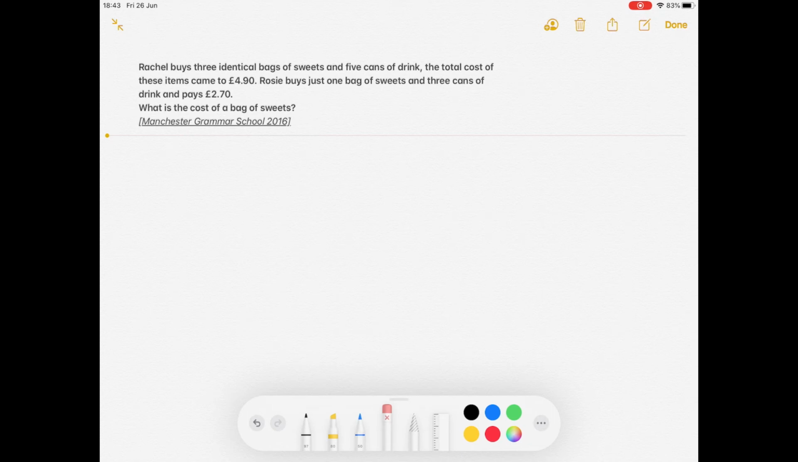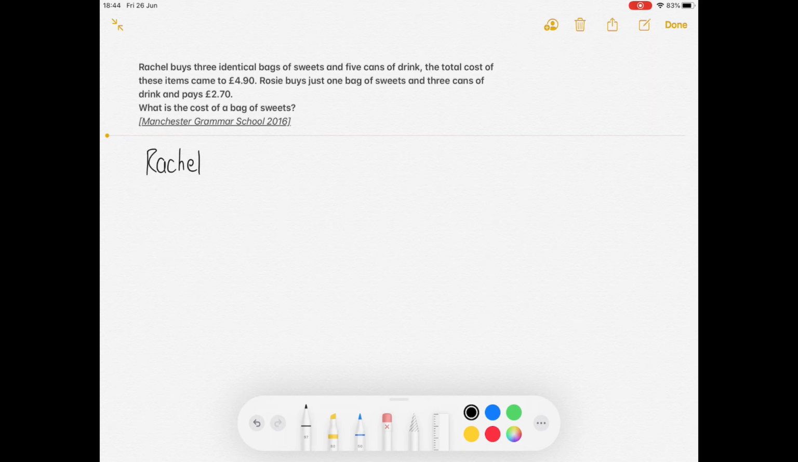Okay, let's try and solve it. So we need to write 2 algebraic equations. Let's start by doing the one for Rachel. So she buys 3 identical bags of sweets and 5 cans of drink. So we need to give letters to the unknowns. So to make this easy, let's call sweets S and drinks D.